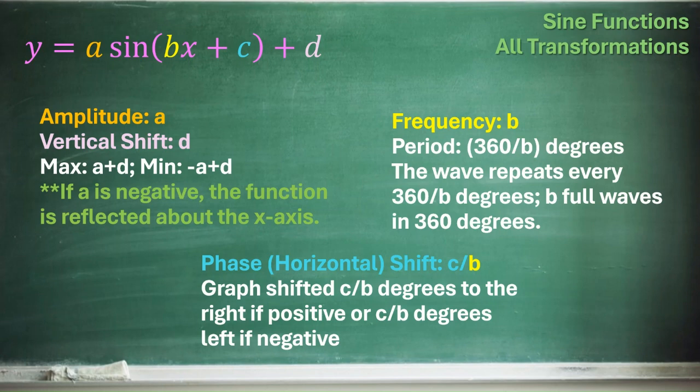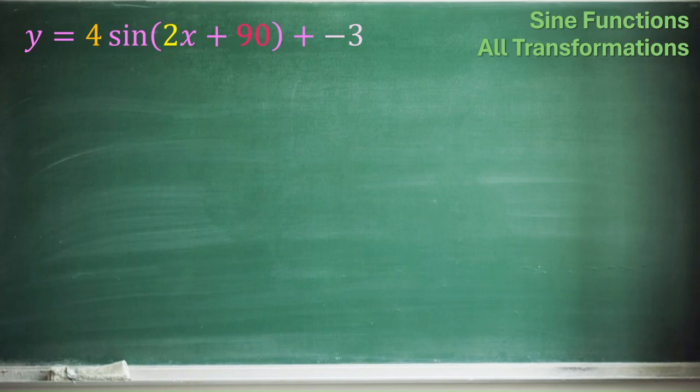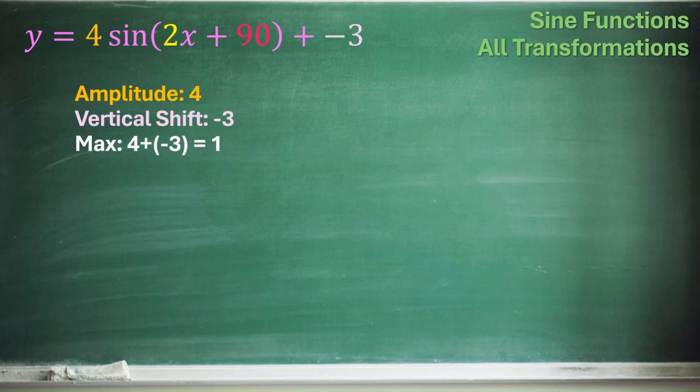All right, let's see this with actual numbers. So here is our equation. Y equals 4 times the sine of 2x plus 90, plus -3. Should really just say -3. I don't know what I was doing there. All right, our amplitude is 4 and our vertical shift is -3. That means our maximum is +1. We just add 4 and -3 together. And our minimum is -7.